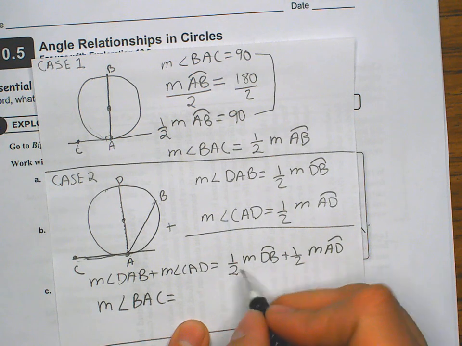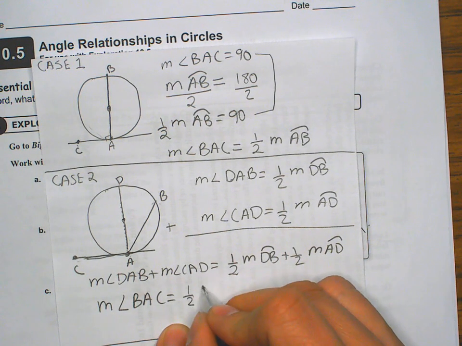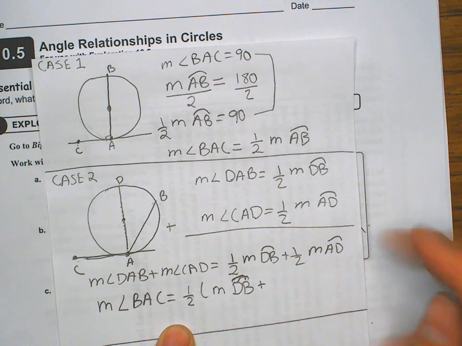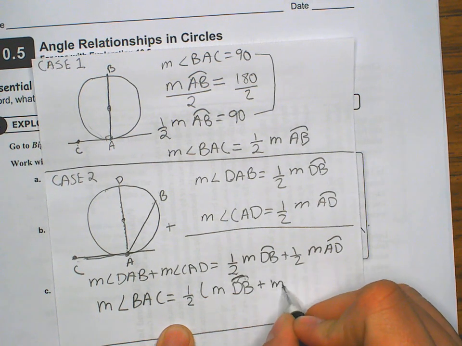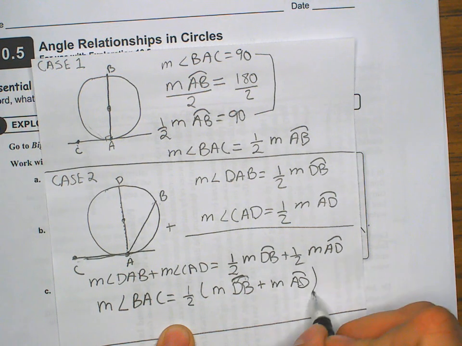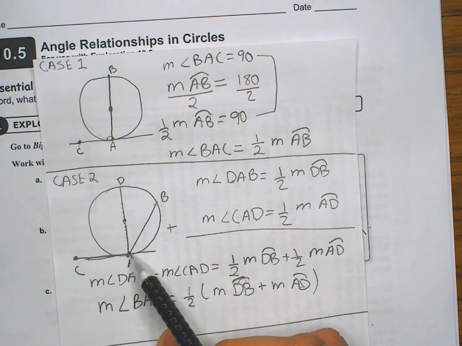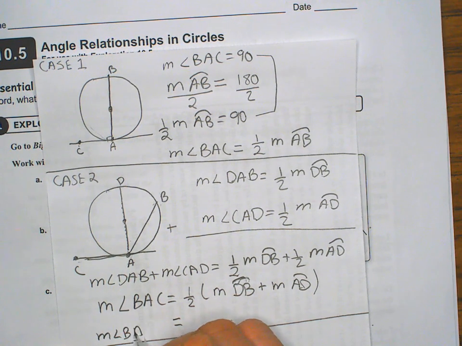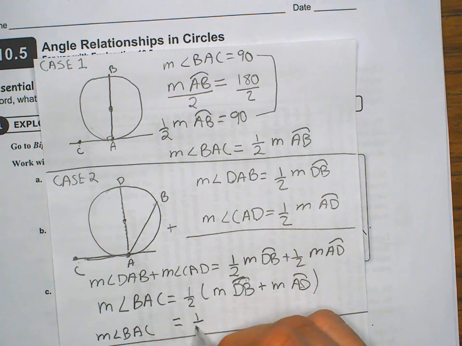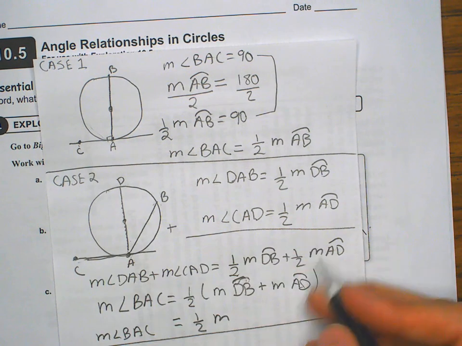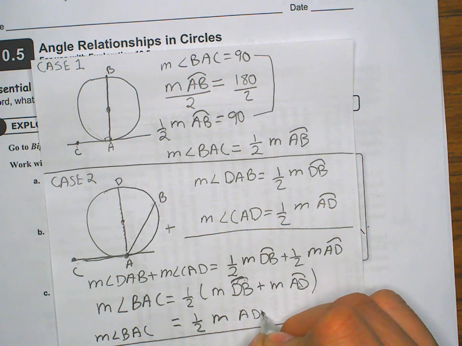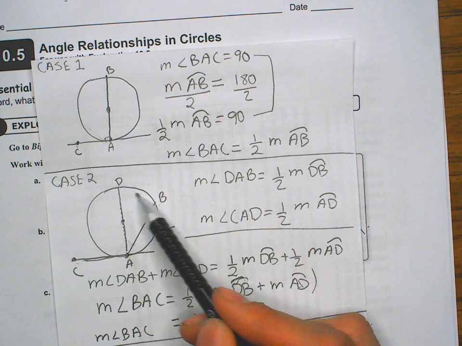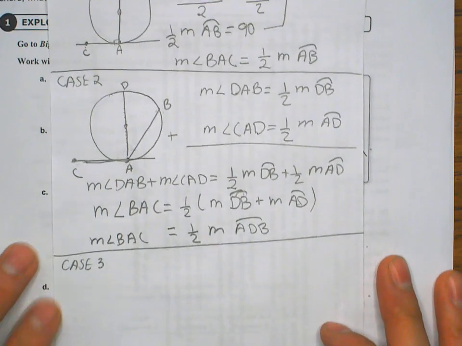Now what I'm going to do is factor 1/2 from this. So what I have here is the measure of arc DB plus, that's an arc right there, it's an ugly looking arc, plus the measure of arc AD. So let's think about that. That is DB plus AD. That would be basically the whole arc right there. So the measure of angle BAC is going to equal 1/2 the measure of arc BADB. So in other words, this whole angle here is going to be half of all of this.